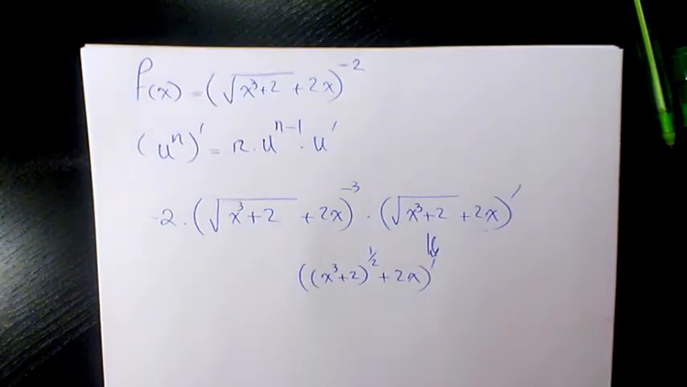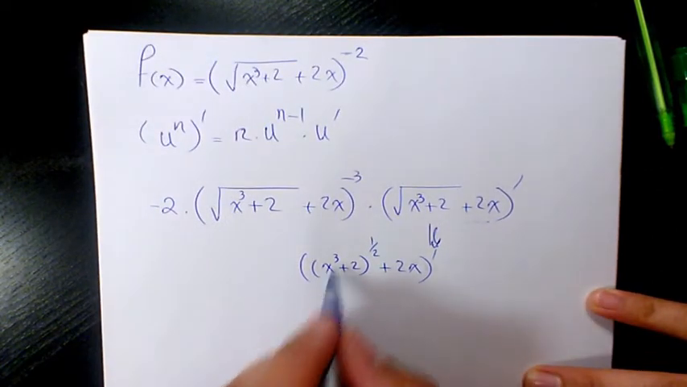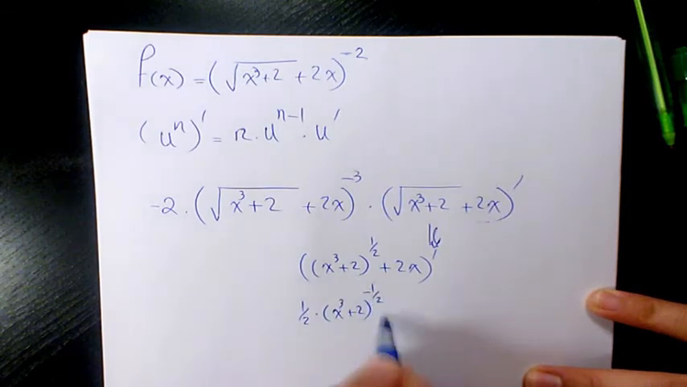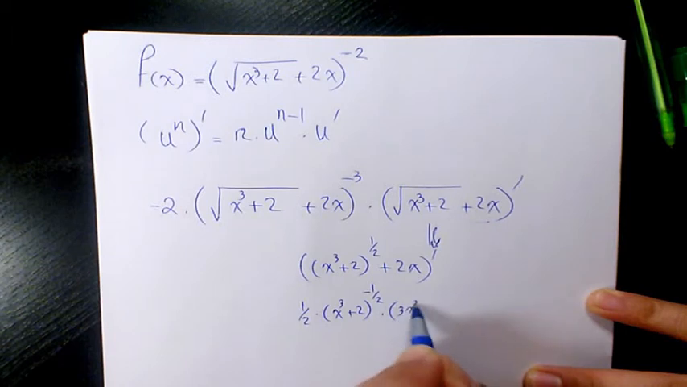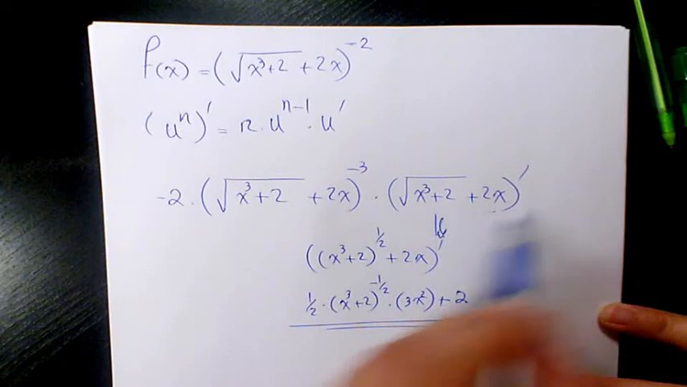So the derivative of this part is going to be 1 over 2 times x cubed plus 2 to the power of negative 1 over 2 times 3x squared plus 2. So that's going to be this part.